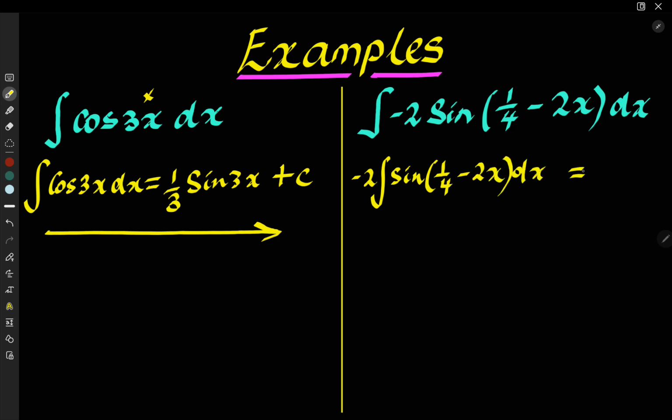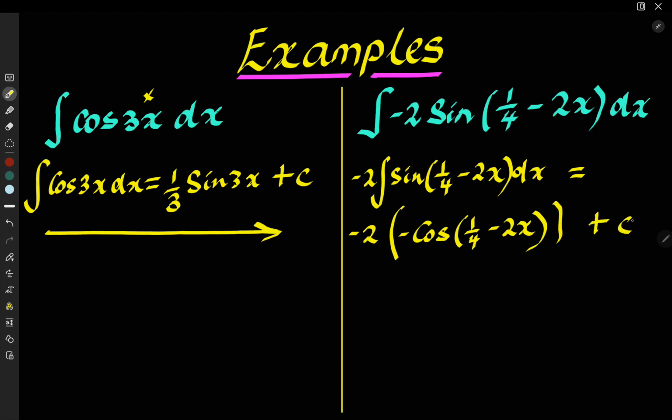So the integral of this will be negative 2, then we multiply by, remember the integral of sine is a negative. So that will be negative cos (1/4 minus 2x), then we say plus a constant c.